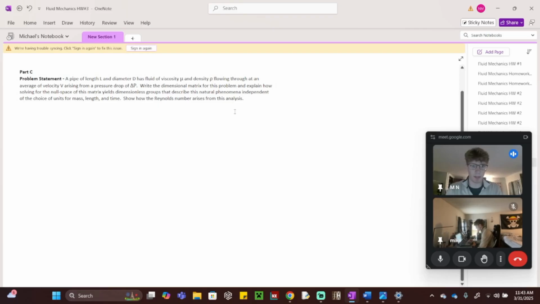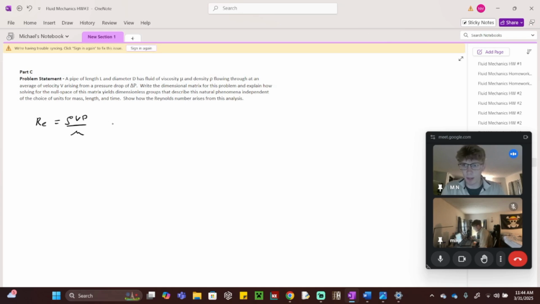So, in any scientific field, to describe a natural phenomena, you need an expression that is unitless. And the Reynolds number is one of these. So, it is equal to rho v d over mu, where rho is our density, v is average velocity, d is the diameter, and mu is our viscosity.